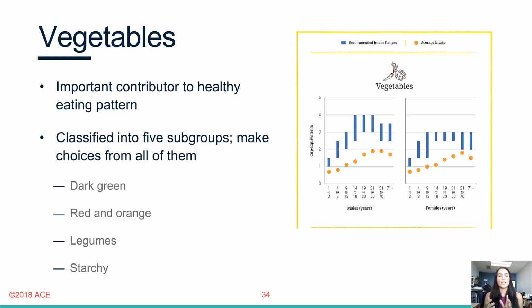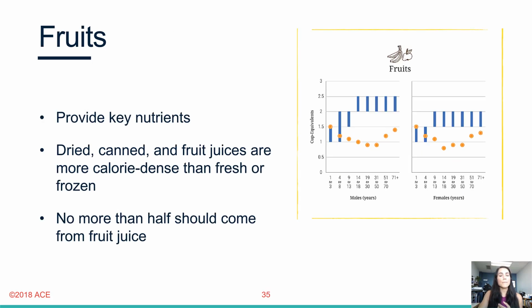And so these vegetables can be broken into 5 different subgroups: dark greens, red and orange, legumes, starchy, and then that other group that we talked about earlier. Dark greens are going to be the highest in vitamin K, whereas the red and orange vegetables are really going to be rich in vitamin A. Legumes, like we know, are really high in fiber, and those starchy vegetables are actually really high in potassium, so that's important as well.